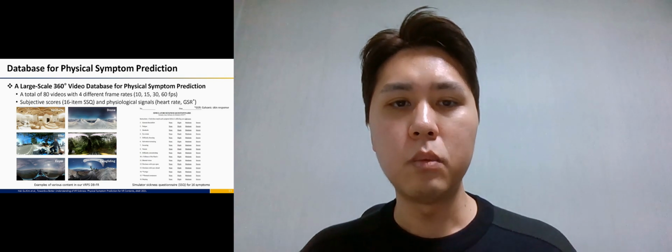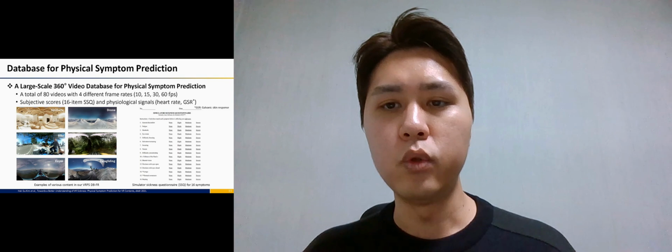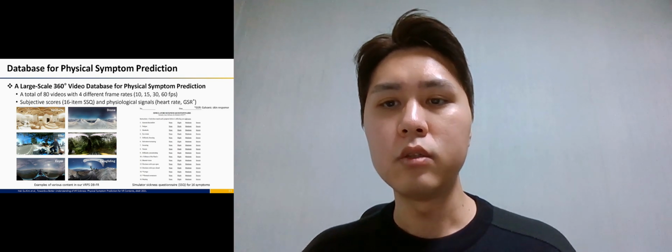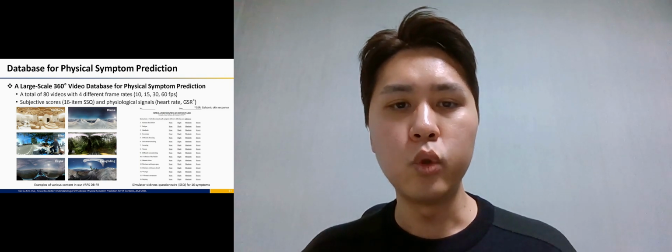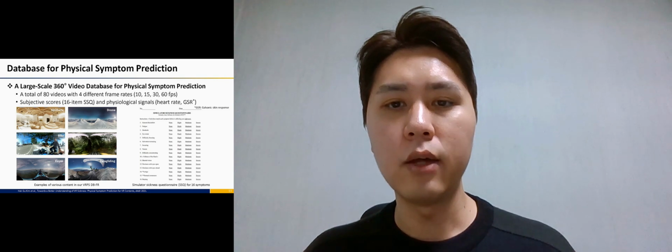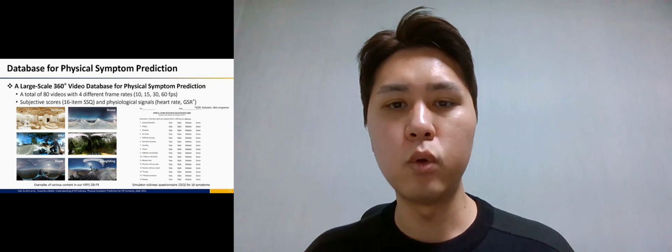And a total of 20 subjects participated in our subjective experiments. Each video was randomly displayed for 60 seconds. The resting time was 90 seconds. During this resting time, subjects were asked to estimate the level of perceived sickness using 16-item simulator sickness questionnaire score sheets. In addition, we measured two physiological signals, heart rate and galvanic skin response. Please refer to our paper and supplementary files for the details on our subjective experiments.